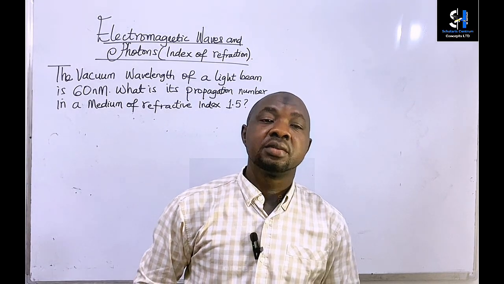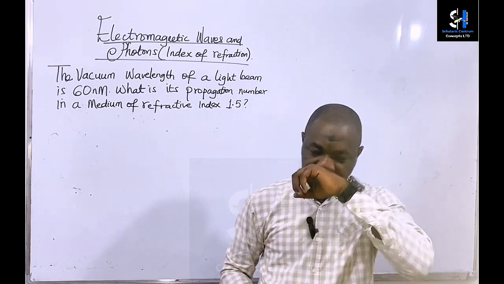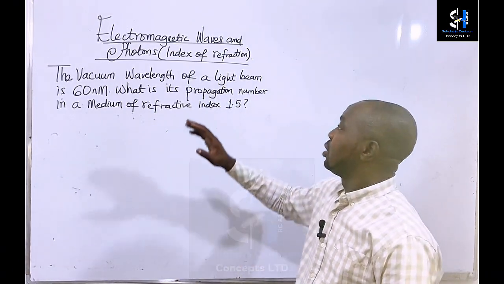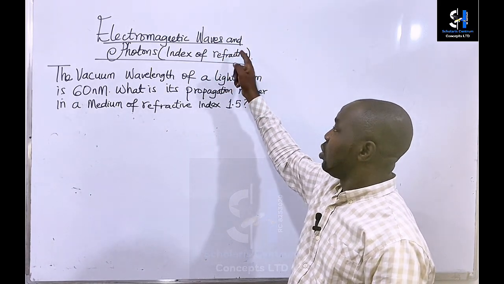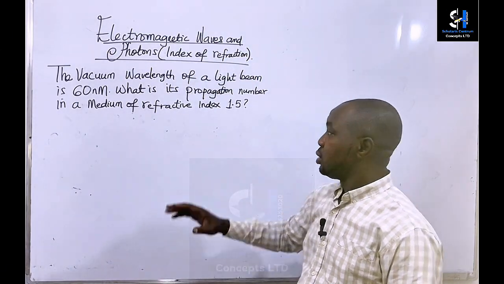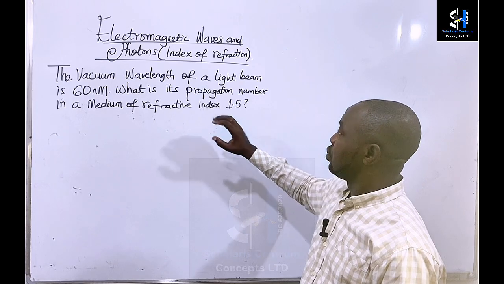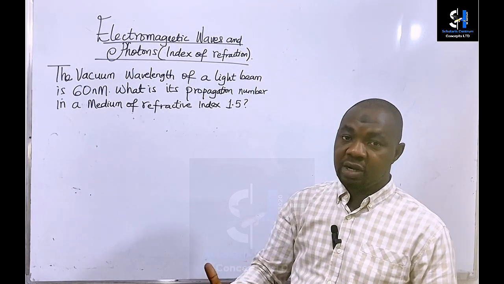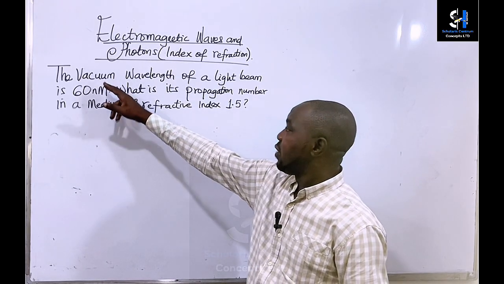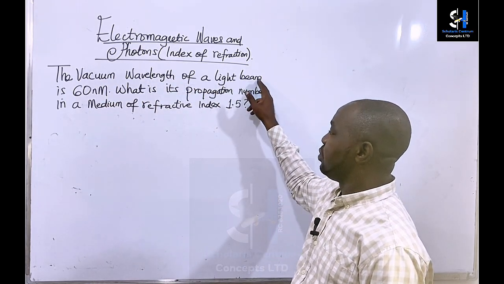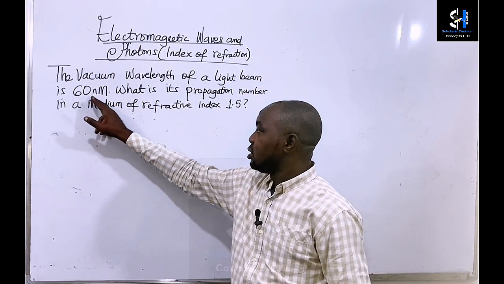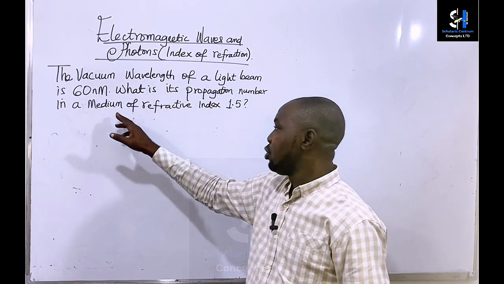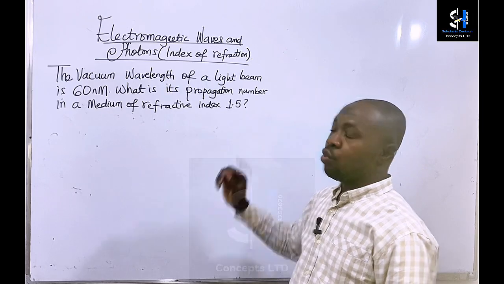Hello everyone. In this class, we are going to be looking at the topic electromagnetic waves and photon. Now the question has to do with index of refraction, that's refractive index. The vacuum wavelength of a light beam is 60 nanometers. What is its propagation number in a medium of refractive index 1.5?